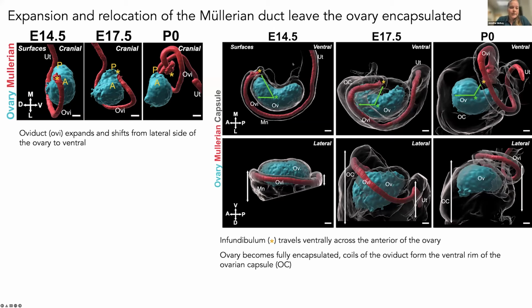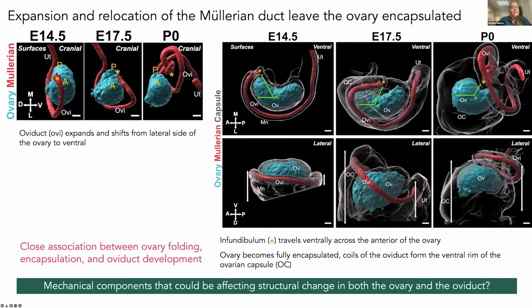If we look at this in a little more detail and focus our attention on this region here labeled with the yellow asterisk, which is the infundibulum of the oviduct, we found that the translocation of the long segment of the oviduct led to a relocation of the infundibulum from the anterior pole of the ovary to the medial edge of the folded ovary. And as the oviduct expands and grows around the ovary, it leaves behind it this growth of mesonephric tissue that fully encapsulates the ovary by birth, where all of the coils of the oviduct form the ventral rim of this ovarian capsule. So these images really highlight a close association between ovary folding, encapsulation, and also oviduct development.